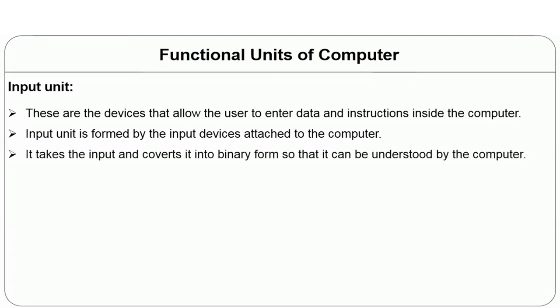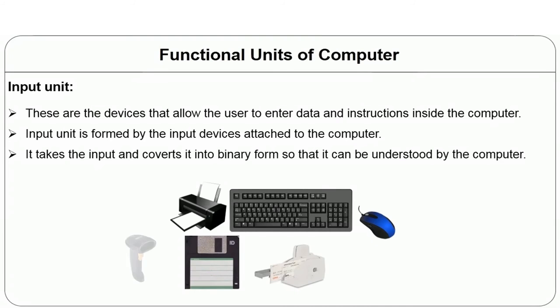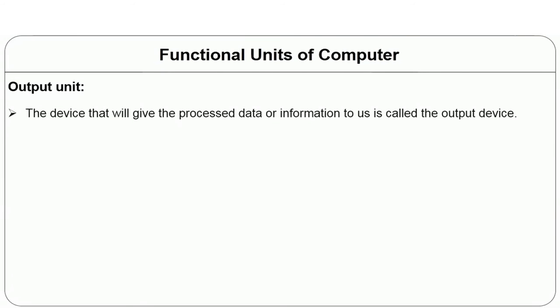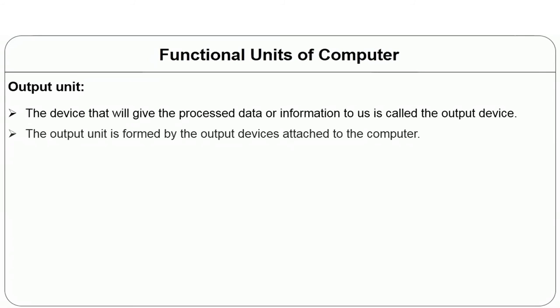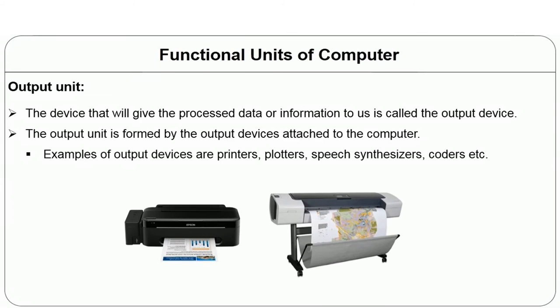The below mentioned are input devices: keyboard, mouse, floppy disk, which, as told, is an obsolete input device, scanner, MICR, that is used for authenticating checks in banking, barcode reader for identification of articles through unique barcode, OCR, that is optical character reader, hard copy to computer, etc. Output unit. The device that will give the processed data or information to us is called the output device. The output unit is formed by the output devices attached to the computer. Examples of output devices are printers, plotters, speech synthesizers, coders, etc.